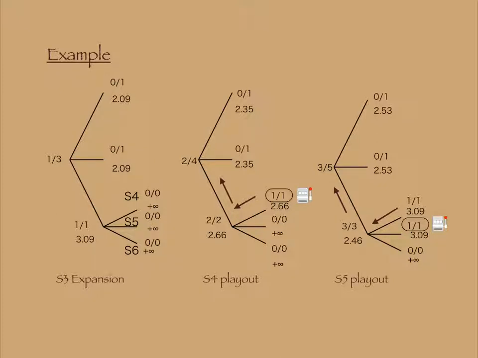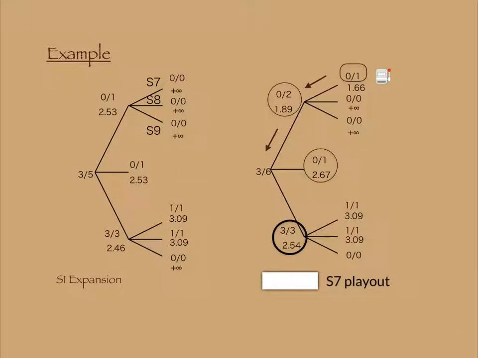We select S3. We create states S4, S5, and S6. We select S4, playout, and update UCV scores. We select S5, playout, and update UCV scores. We select S1, we create states S7, S8, and S9. We select S7, playout, and update UCV scores.